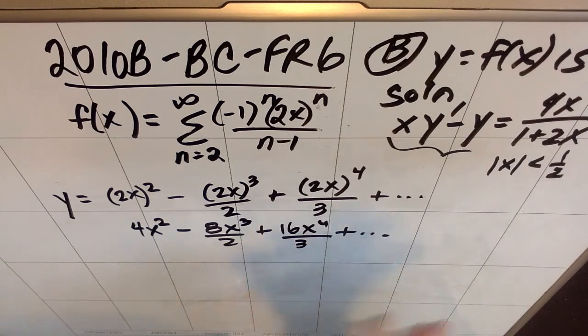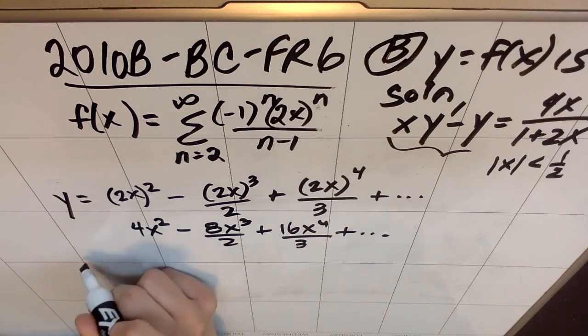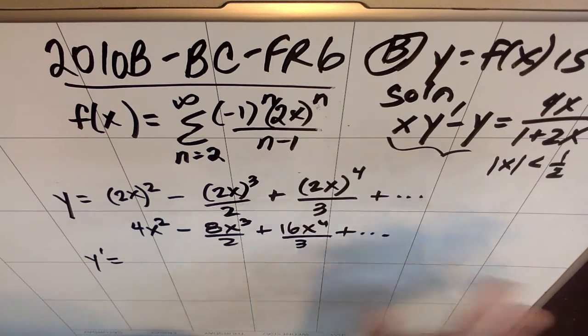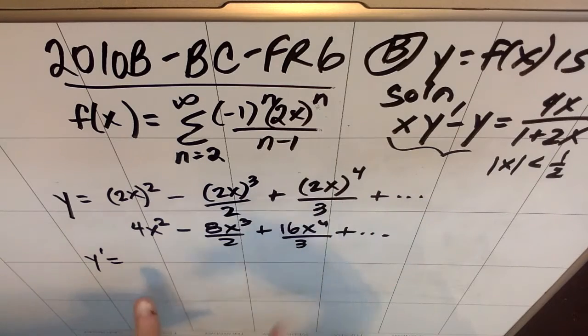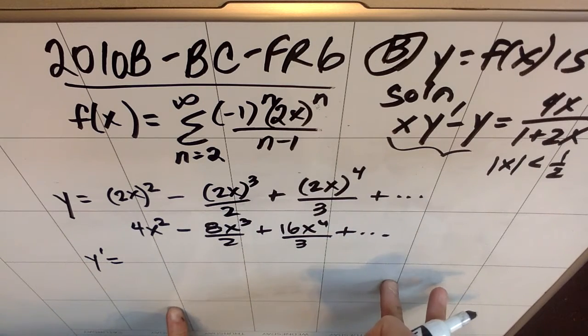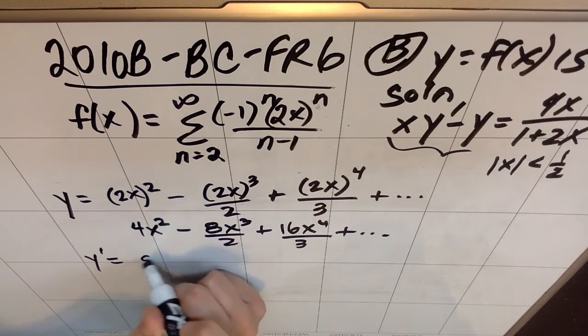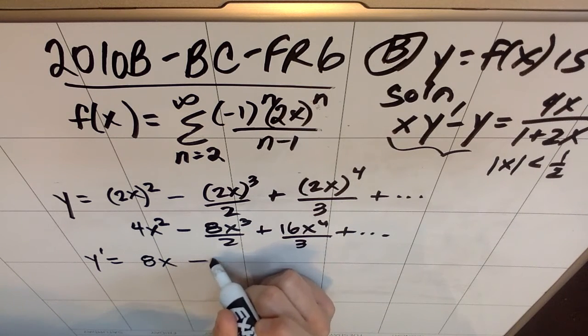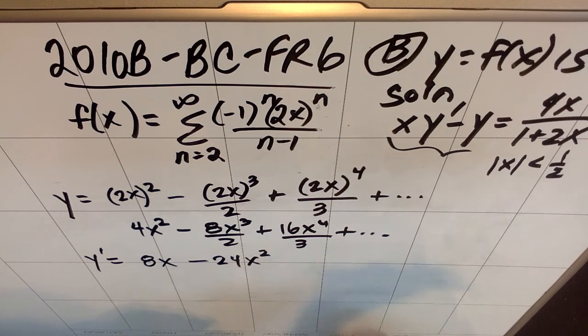I can also write a series for y prime, right? I can write the first couple terms for y prime as well. So y prime is going to be the derivative of these terms. I could either derive the nth term, or I could just find the pattern by deriving these terms. If I derive this, I get an 8x. When I derive this guy, I get a minus 24x squared, right?